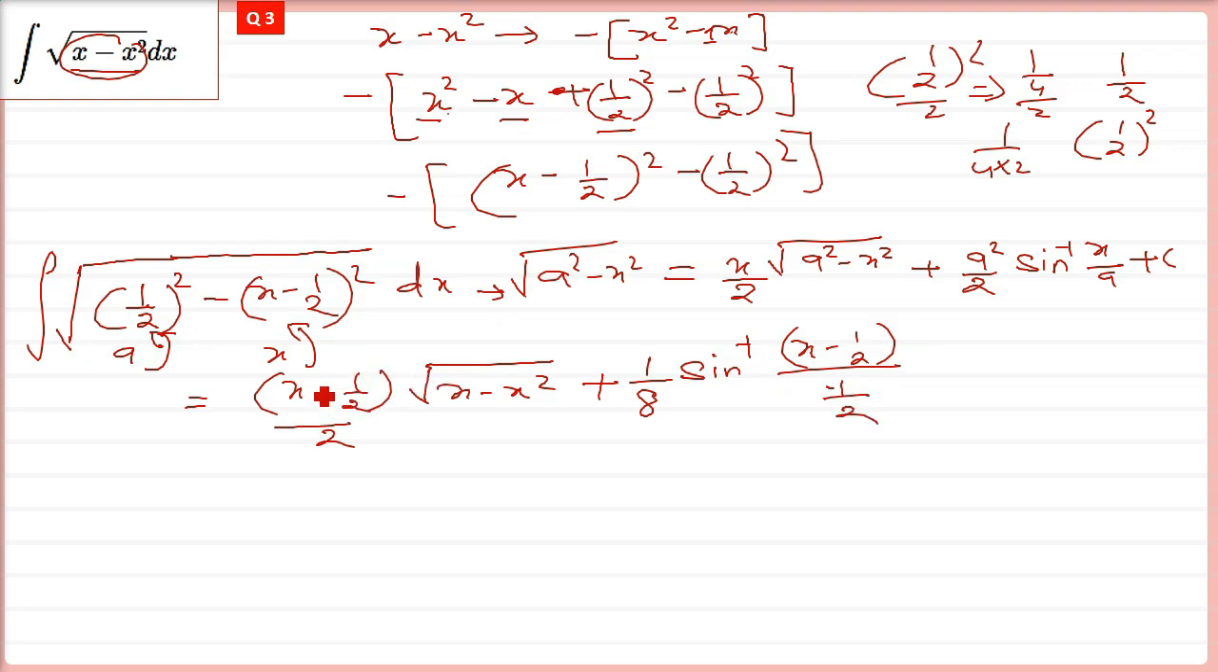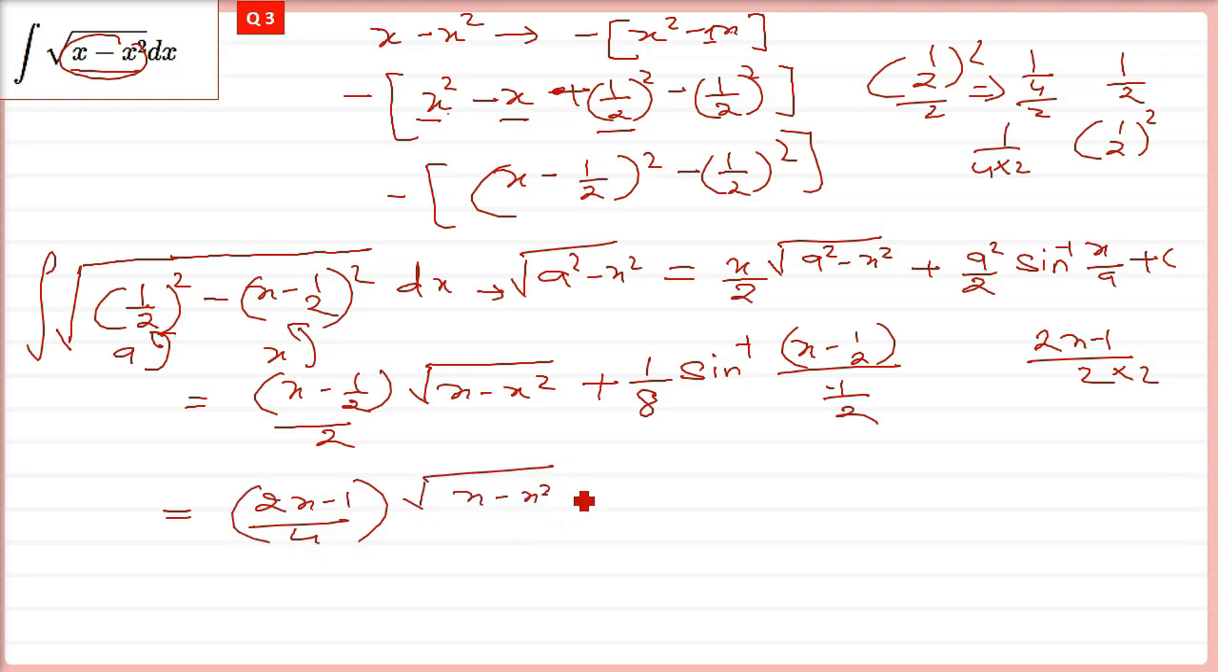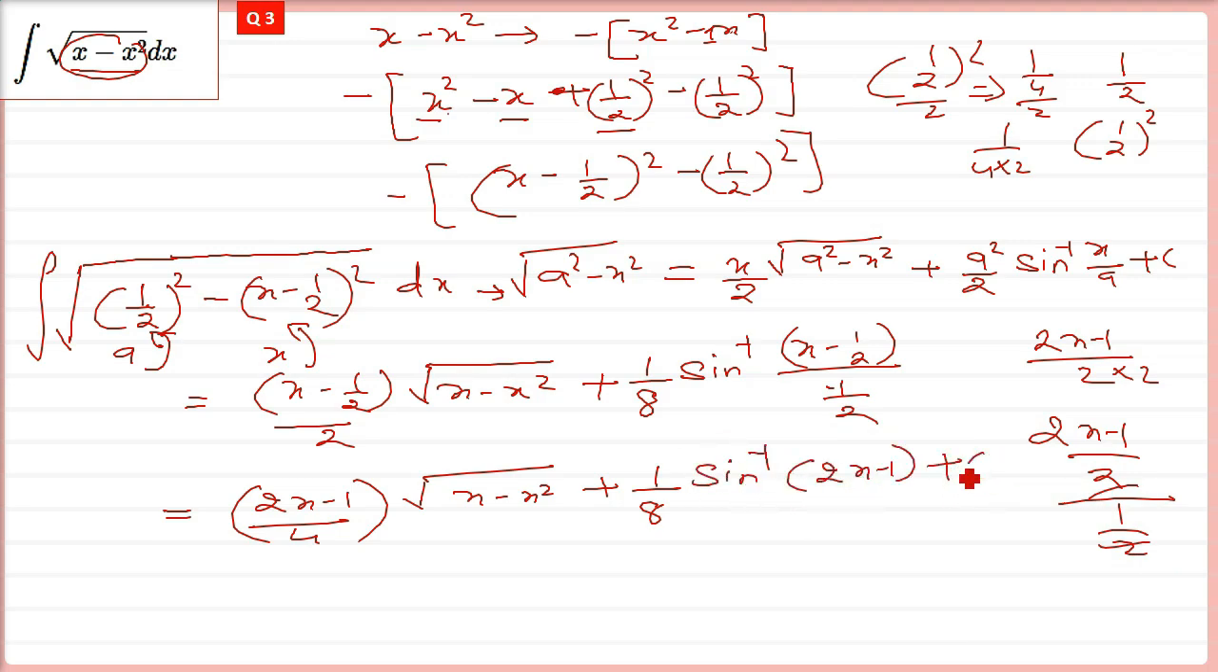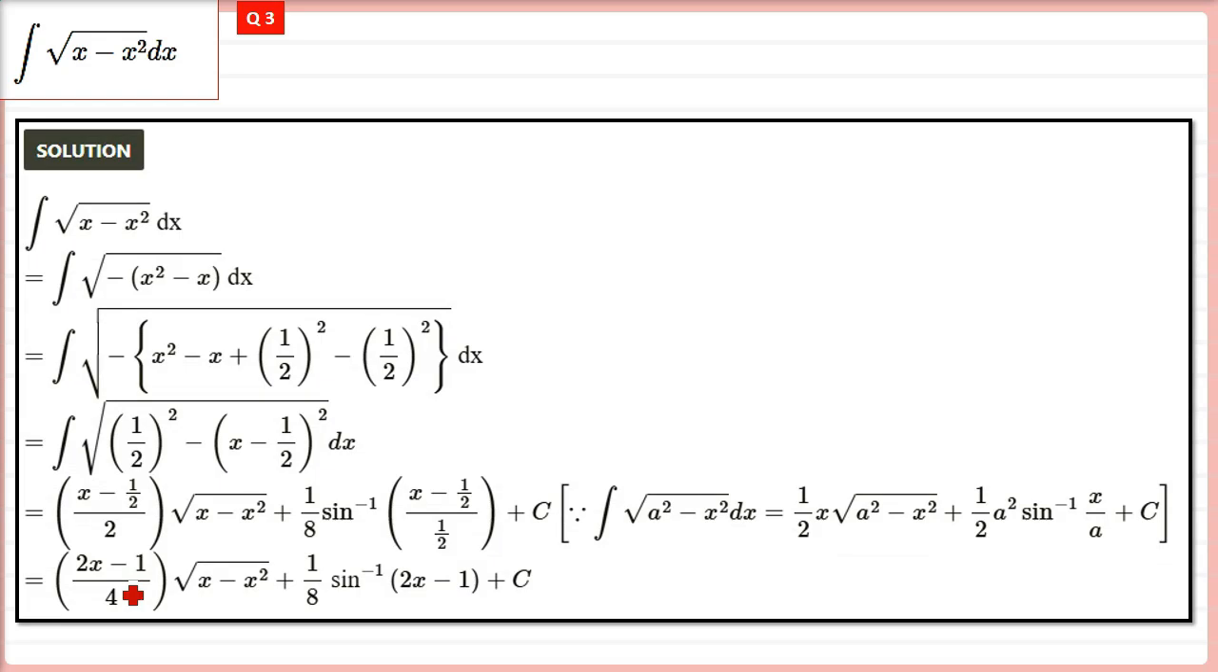What is x minus half? It can be written as 2x minus 1 divided by 2. 2 is already there in the denominator. So it will be 2x minus 1 divided by 4. So 2x minus 1 divided by 4 has come. Under root x minus x square is there. Plus 1 by 8 is there. Again this is 2x minus 1 divided by 2. You have a half in the denominator also. 2 gets cancelled. You have sine inverse 2x minus 1 plus constant of integration. This is your final result. And this is how you need to solve it.